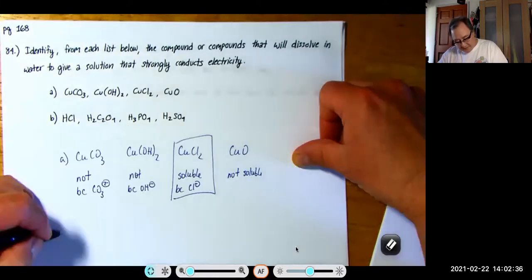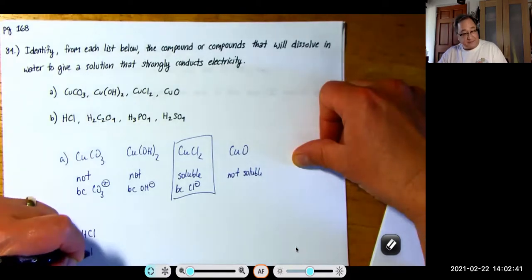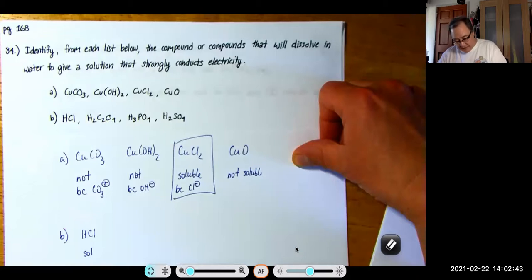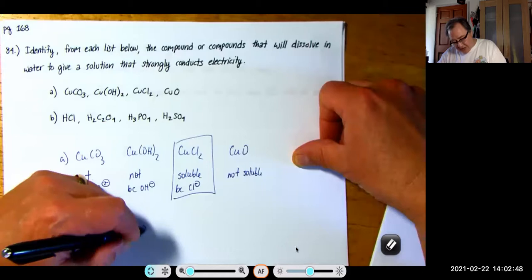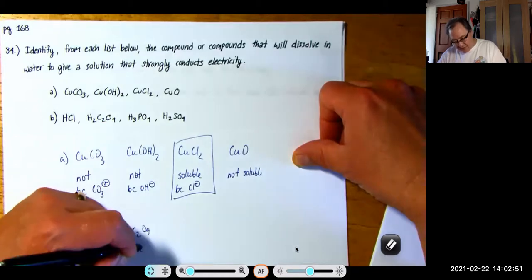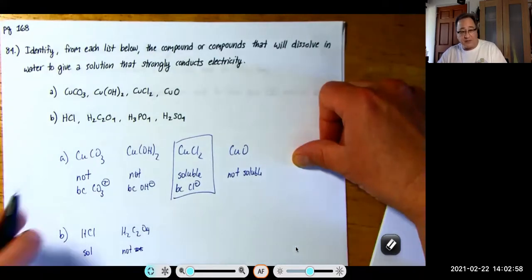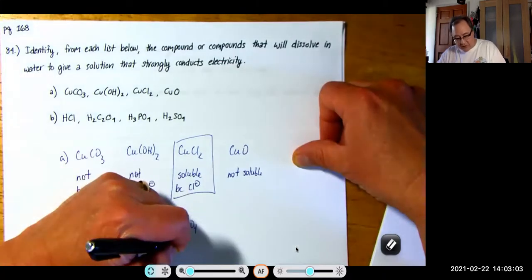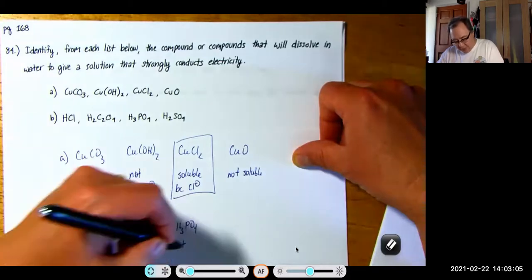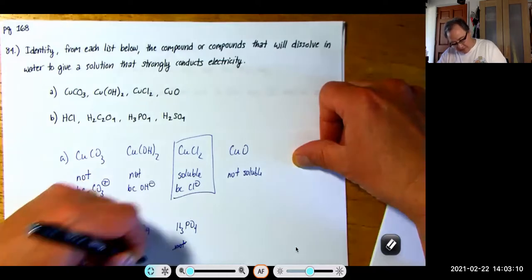For B, HCl is soluble because it's a strong acid. H2C2O4 is not very soluble because that's a weak acid. You just have to memorize that that's a weak acid. It's not one of the ones I asked you to memorize, but you could look it up in the book. H3PO4 is a weak acid. And I'm actually going to put weak acid. And I'm going to put strong.